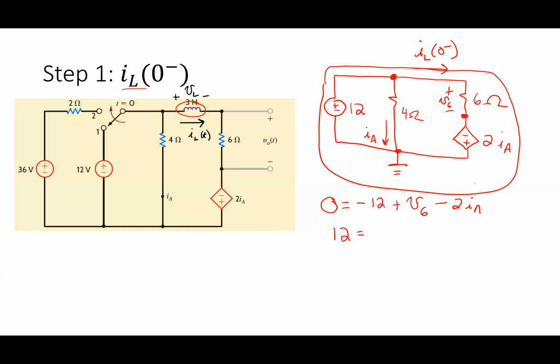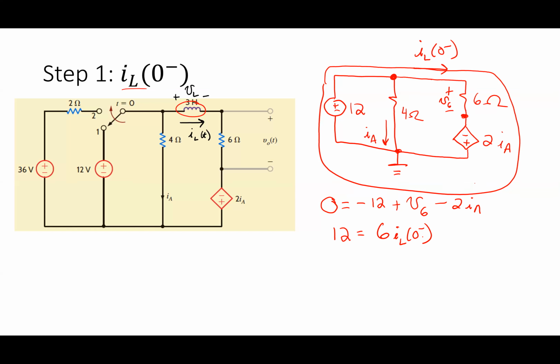So V6 I want to put in terms of a resistor and current. How do I do that? Well, IL of 0 minus is the current through that. That's the thing I want to solve for. So IL of 0 minus times 6. My algebra teacher would be mad at me; I'm supposed to write that as 6 times IL of 0 minus.